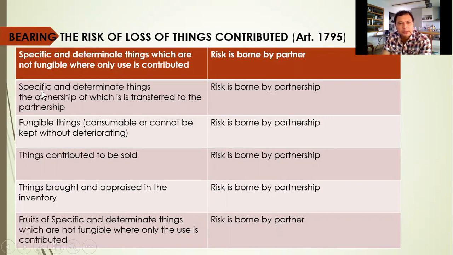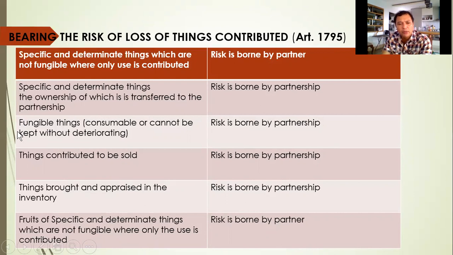Number two, when specific and determinate things, then the ownership of which is transferred to the partnership. So this time it is transferred. So obviously if the thing is lost, then it is the partnership who bears the loss.